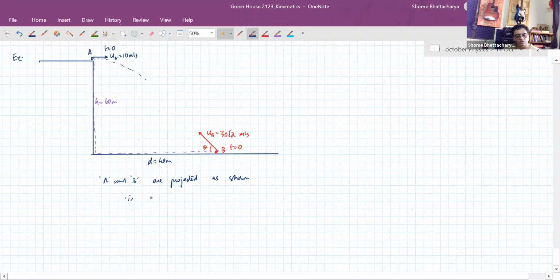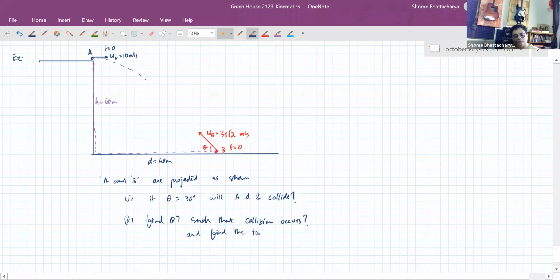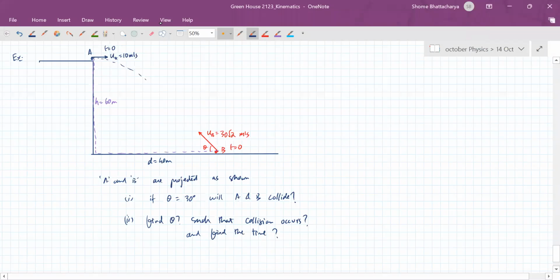So first of all, if theta is equal to 30 degrees, will A and B collide? And secondly, find theta such that collision occurs, and find the time at which the collision occurs. So just try this question out, people. Same kind of concept you can apply, same method.